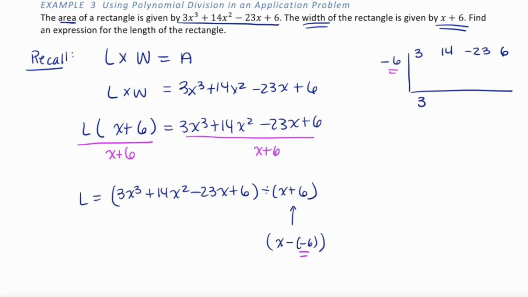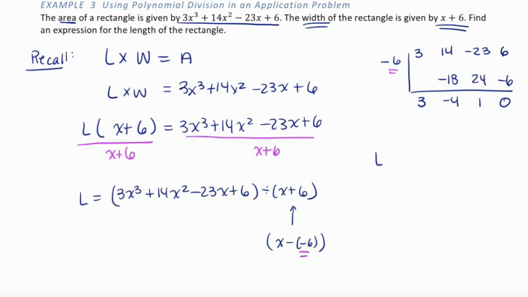Negative 6 times 3 is negative 18. 14 minus 18 is negative 4. Negative 6 times negative 4 is positive 24. Negative 23 plus 24 is just 1. Negative 6 times 1 is negative 6, and our remainder is 0.